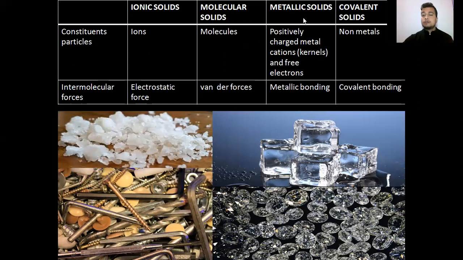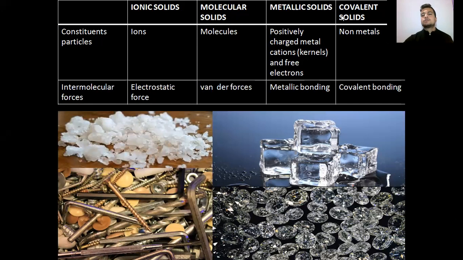In a metallic solid, the constituent particles are not metals. Most of the students go wrong over here. Whenever anyone asks what a metallic solid is made up of, they always answer metals. It's wrong. They are not made up of metals. They are made up of positively charged metal cations, which we also call kernels, and free electrons. So if anyone asks you the constituent particles of a metal or metallic solid, your answer will be positively charged metal cations and free electrons.